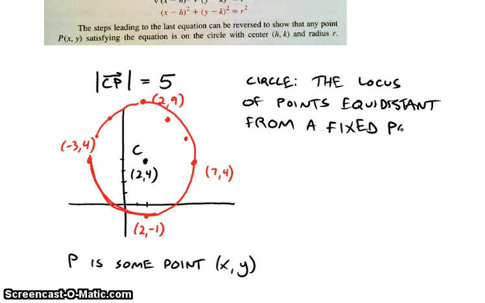In this problem, the fixed point is C. Locus just means a set of all points. Set of all points. So these red circles actually aren't part of the locus, but if I were to improve the picture a little bit, all of these points, as long as they're 5 away, 5 away, 5 away, then they are part of the circle.